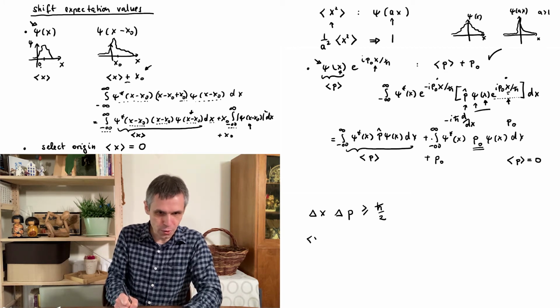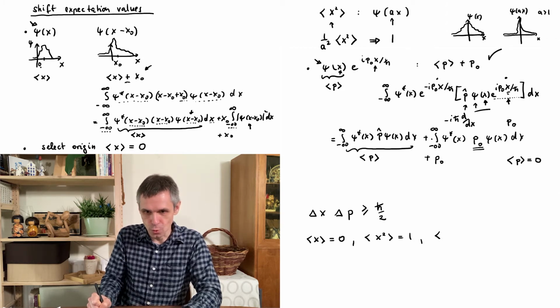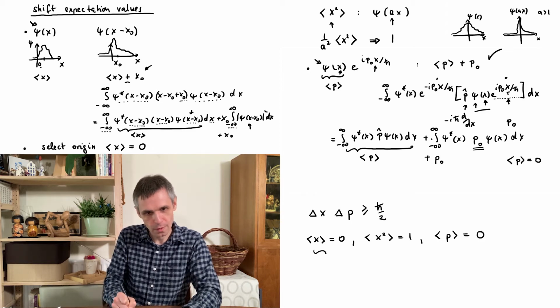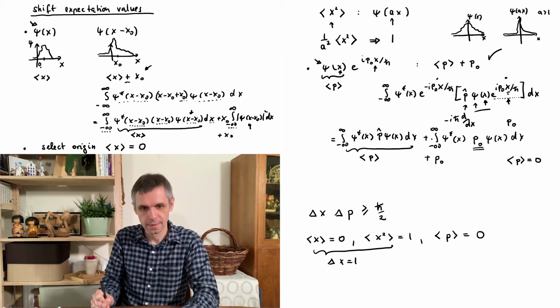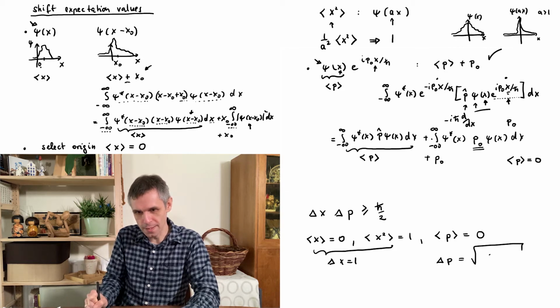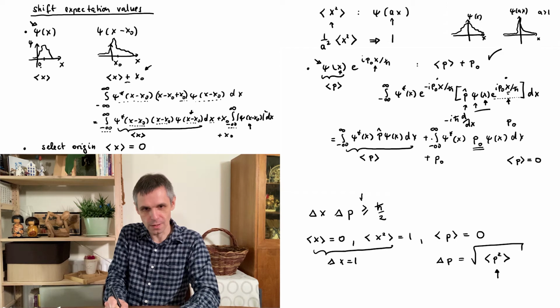Well, choosing our origin so that the expectation value of x is equal to 0, and using units of position so that this expectation value is 1, as well as going into a moving frame so that this expectation value of momentum is equal to 0, we do have delta x equals 1, and this is simply in some convenient dimensionless units, while delta p is then simply given as the square root of this expectation value here. So this means that we cannot choose this expectation value freely, simply because of this uncertainty principle here.